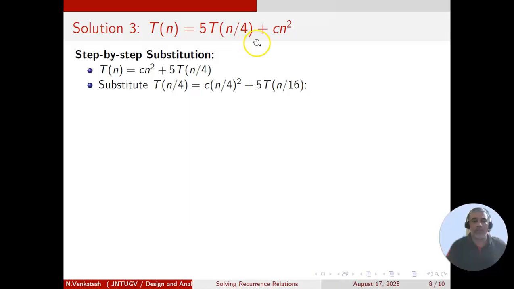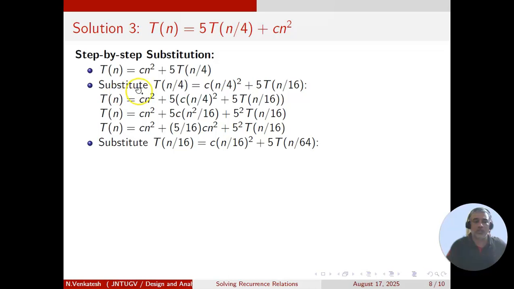So what is T(n/4)? T(n/4) is 5 into T(n/16) plus C (n/4) whole square. If you substitute this into the original equation, then we'll get T(n) as Cn square plus 5/16 into Cn square plus 5 square into T(n/16).